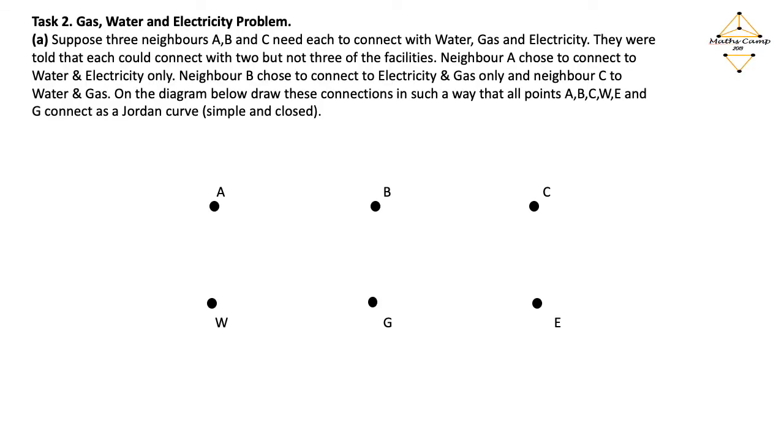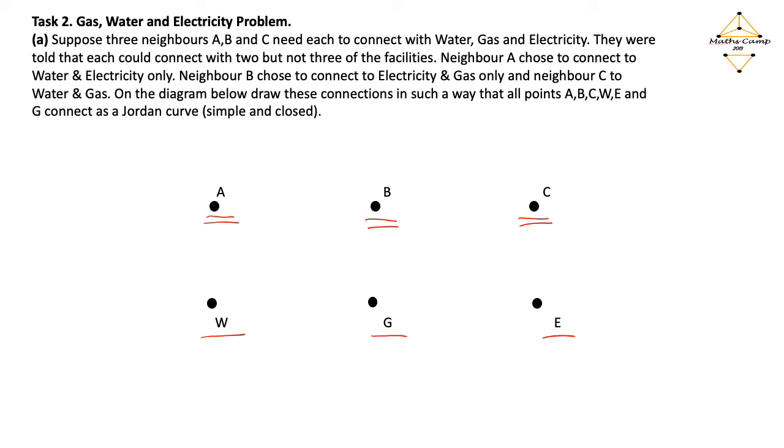Here, problem 2 looks perhaps less abstract, less mathematical in a way. And indeed, it is truly a real-life problem. We've got three neighborhoods, A, B, and C. And we've got three facilities. We've got water, gas, and electricity. We know that it's important for every household to connect to those.